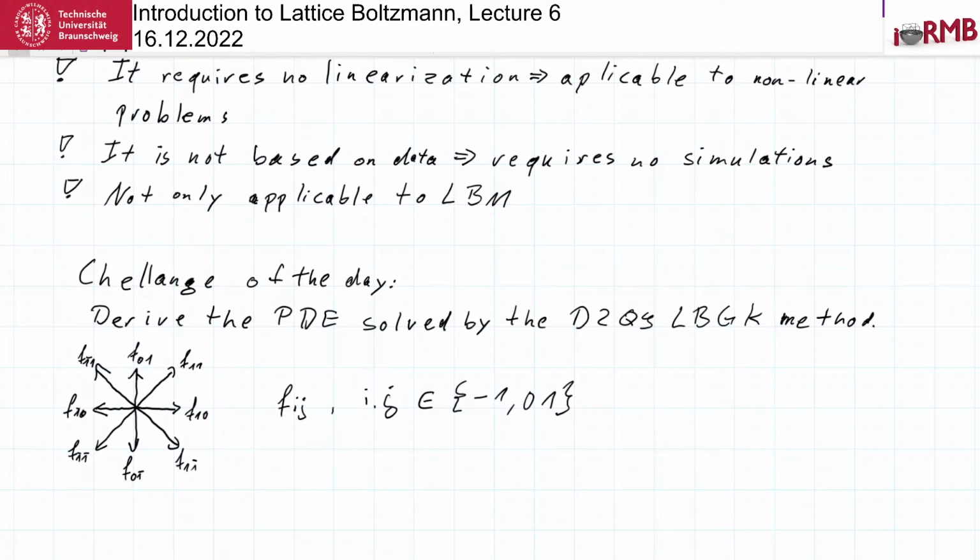Okay, we have a challenge of the day, which is to take the D2Q9 Lattice BGK method and derive what equation it solves. So we are expecting that it solves the Navier-Stokes equation because it's designed this way, and we'll see whether this is true. So I've drawn here the velocity set for the D2Q9 lattice. We use this now with two indices, i and j, where the indices i and j are from -1 to 1.